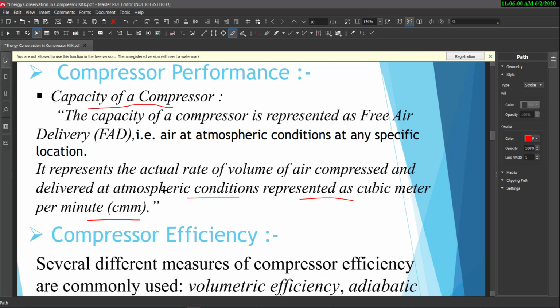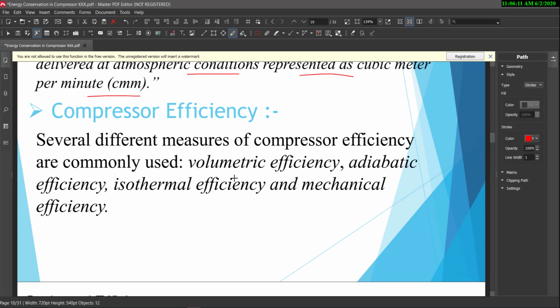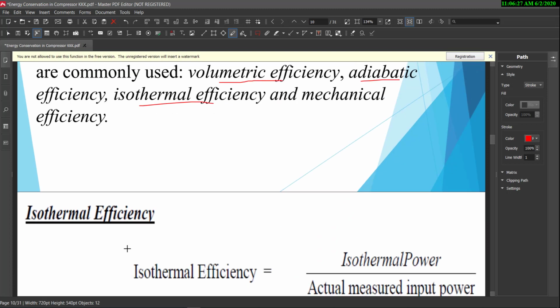It is a measure, that is cubic meter per minute. It is a measure definition that is common for all compressor performance. And every device will have an efficiency, so here also we have a compressor efficiency, and it is commonly based on the volumetric efficiency, adiabatic efficiency, isothermal efficiency and mechanical efficiency.